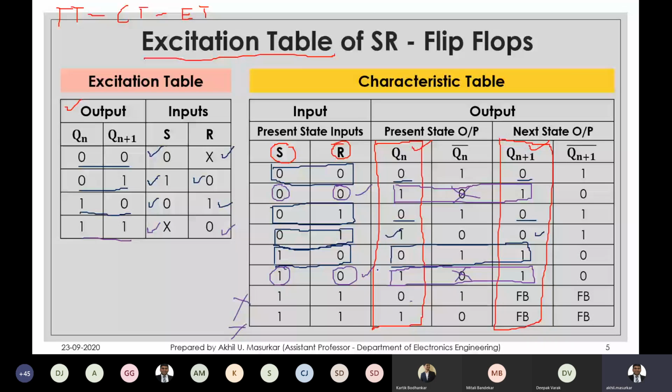What is forbidden, we don't know. So this is how we define the excitation table of the flip-flop from the characteristic table of the flip-flop. Any doubts in this, please ask me, unmute and ask. And note down the excitation table. No need to write the characteristic table again. But I just now told you how to generate the excitation table from the characteristic table.